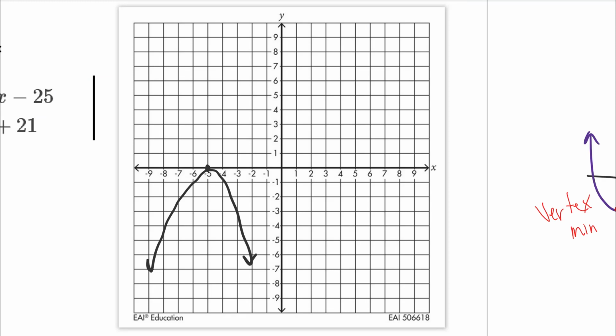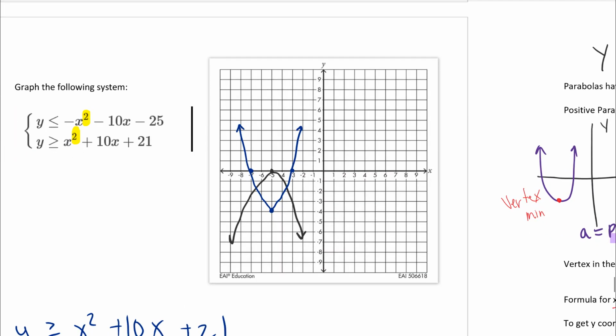So remember, the vertex for that second equation was negative 5, negative 4, and it was going to be positive. So I'm going to go ahead and draw that out. I went ahead and drew my vertex at negative 5, negative 4, and I know that it's a positive parabola, so more or less it's going to look like this.